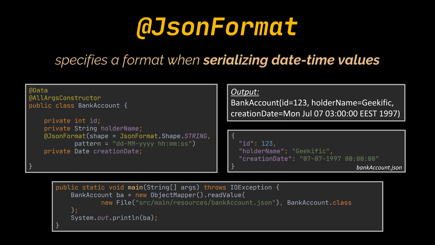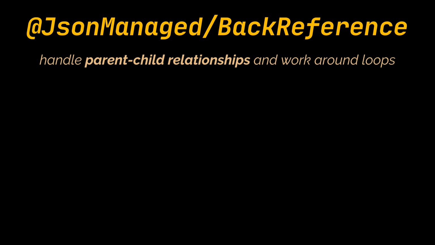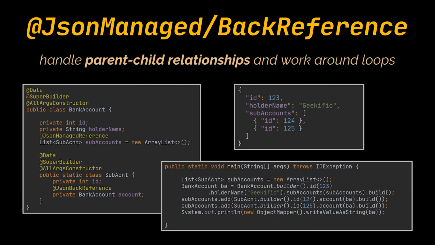The next two annotations are not well known, but trust me, extremely helpful. The @JsonManagedReference and @JsonBackReference annotations. They can handle parent-to-child relationships and work around loops. In the following example, notice that if it weren't for these annotations, Jackson would have thrown a StackOverflow exception as one entity references the other and vice versa. Because if Jackson was normally working with an object, it would have to work with the inner BankAccount object inside the sub-accounts, leading to a cycle.